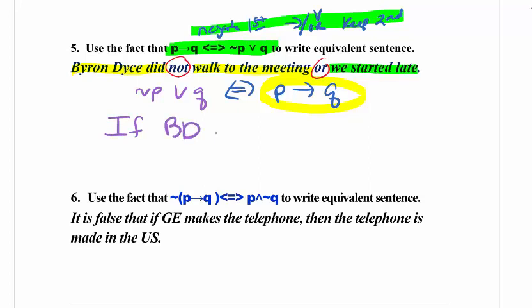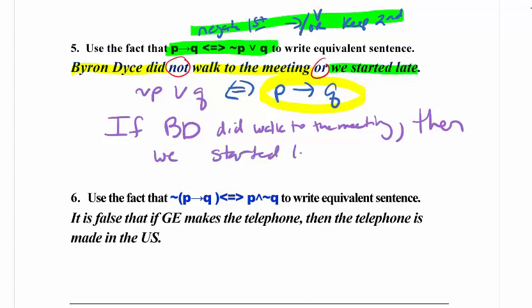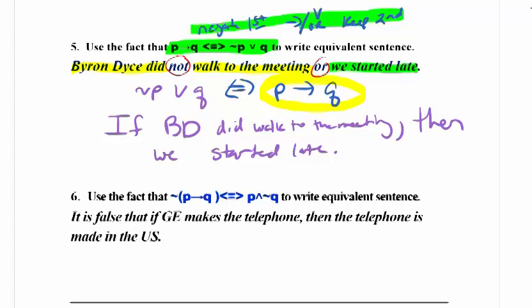Byron, and so this would be, did walk to the meeting, comma, then we started late. That's it. The people that get these wrong are because they're trying to do everything in their head. It just takes seconds to write it in symbols, use the relationship, and then go back to words. If you try to go from words to words, you're going to miss those negation pieces, and it's right or wrong.